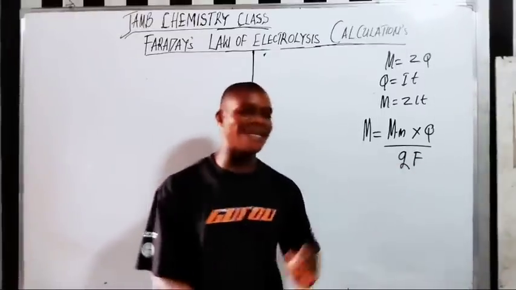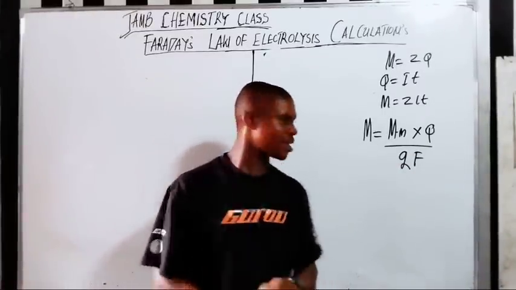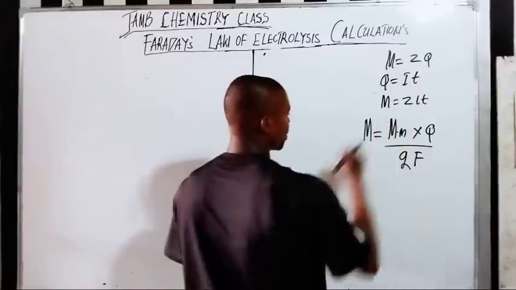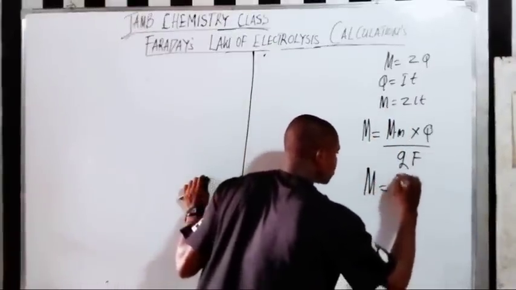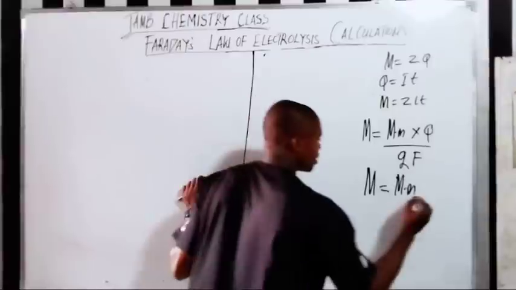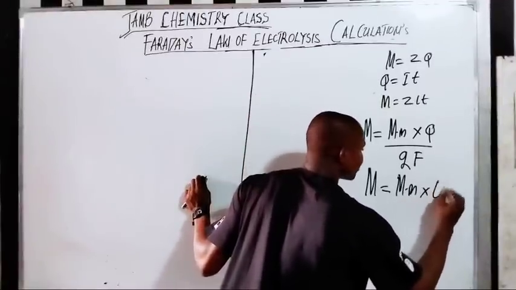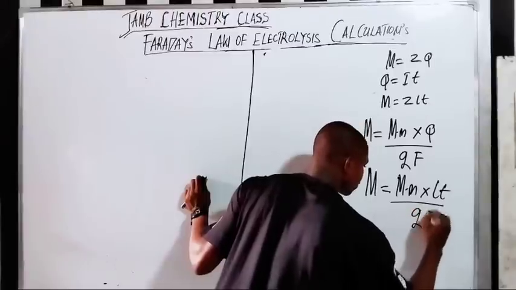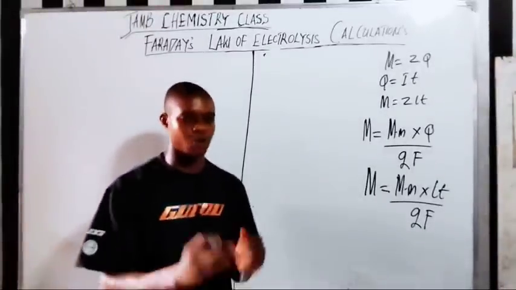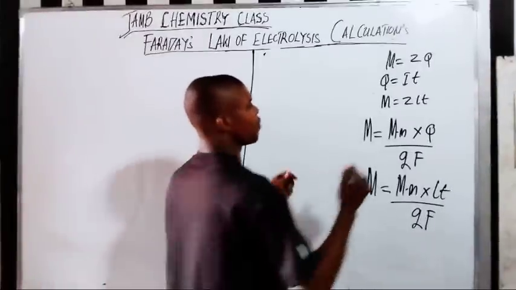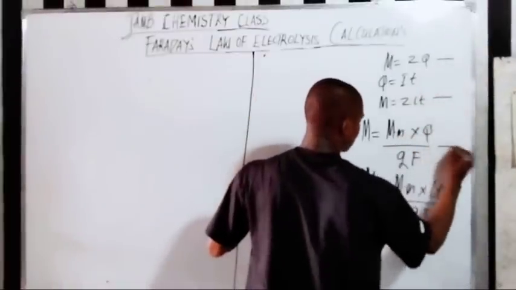While F is Faraday constant. So if you input here, you can also have M equals the molar mass times IT over QF. Faraday constant is 96,500 coulomb per mole. So here we have the first formula, here we have the second one, here we have the third one.